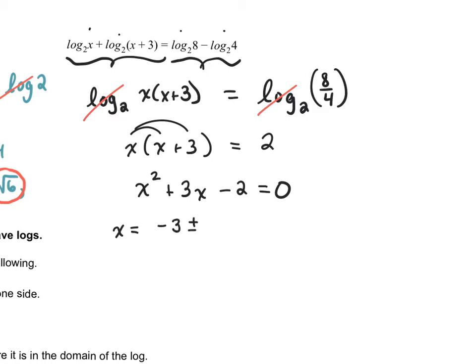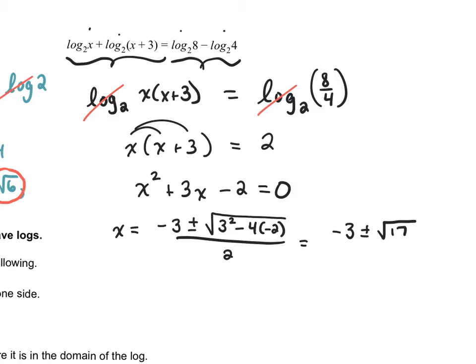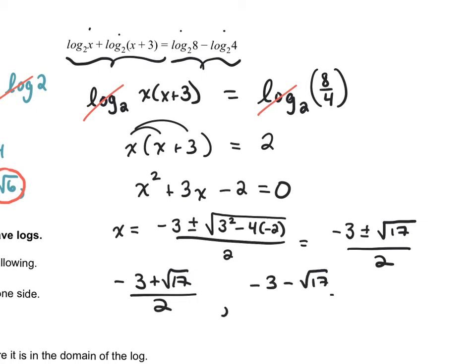So negative b plus or minus the square root of b squared minus 4 times a times c, all over 2a. So that's negative 3 plus or minus the square root of 9 plus 8, which is 17, over 2. So we have two answers. We have negative 3 plus the square root of 17 over 2, and we have negative 3 minus the square root of 17 over 2.